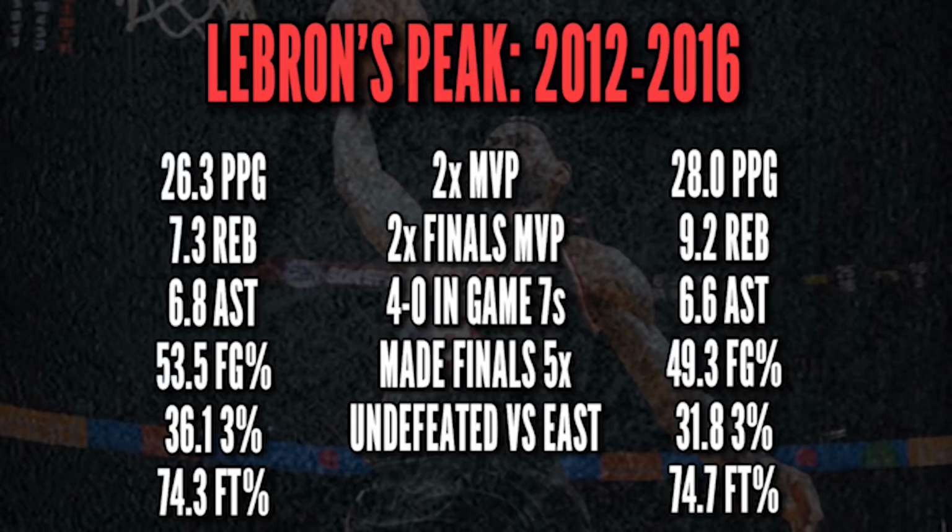And looking at LeBron's stats for this 5-year stretch, he averaged 26.3 points per game, 7.3 boards, 6.8 assists on 53, 36, and 74 splits. But what really makes this version of LeBron James a great player is how good he was in the playoffs, averaging 28 points per game, 9.2 boards, 6.6 assists on 49, 32, and 75 splits.